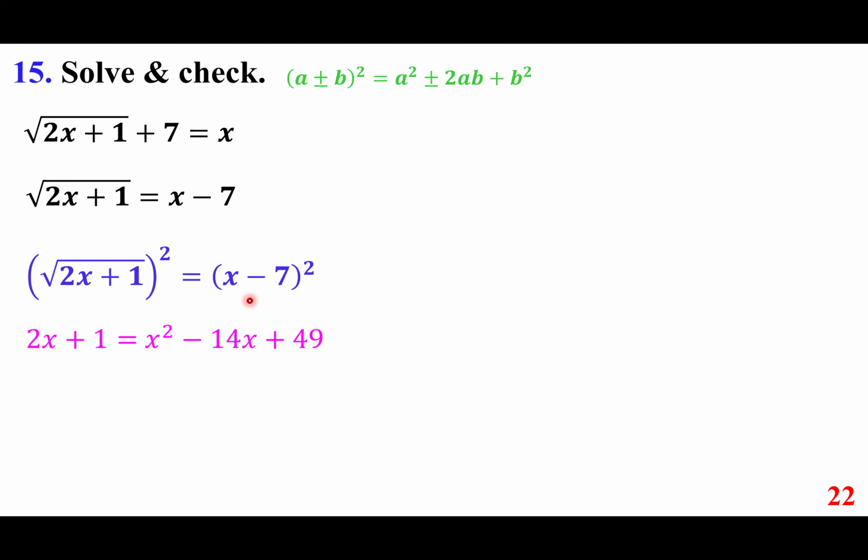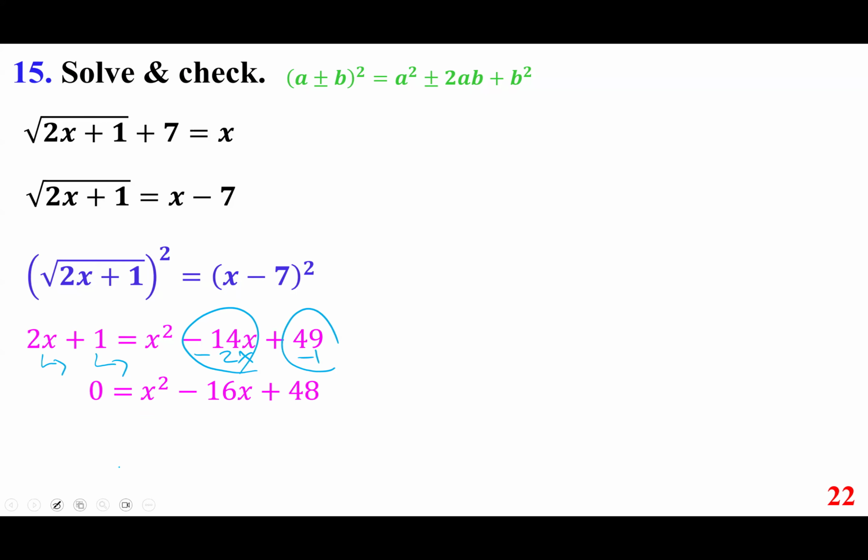Now, we want to bring everything to the same side, and because x squared is on the right side, we're going to move everything to the right in the following manner. This becomes minus 2x. This becomes minus 1. You combine them, you get x squared minus 16x plus 48.